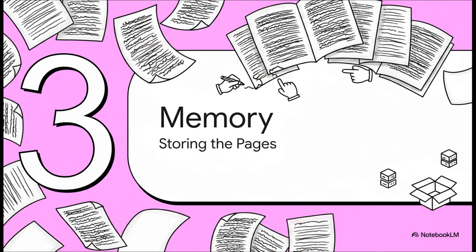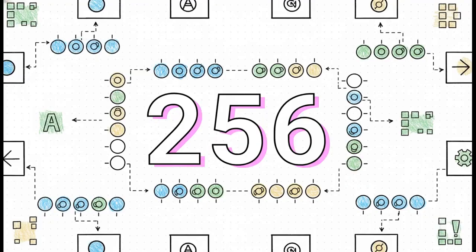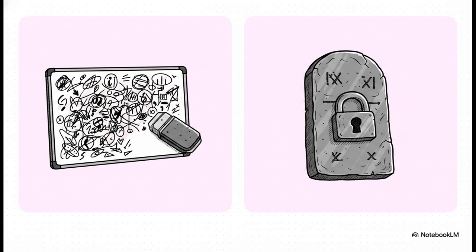Section 3, memory, storing the pages. Let's talk about the number 256. In pretty much all modern computers, memory is organized into groups of 8 bits, which we call a byte. Because each of those 8 switches can be either on or off, a single byte can hold exactly 256 different numerical values. Everything stored in a computer's memory, whether it's a letter in an email, a single pixel in a photo, or a really complex instruction, is just a series of these numbers sitting in numbered addresses waiting to be read.